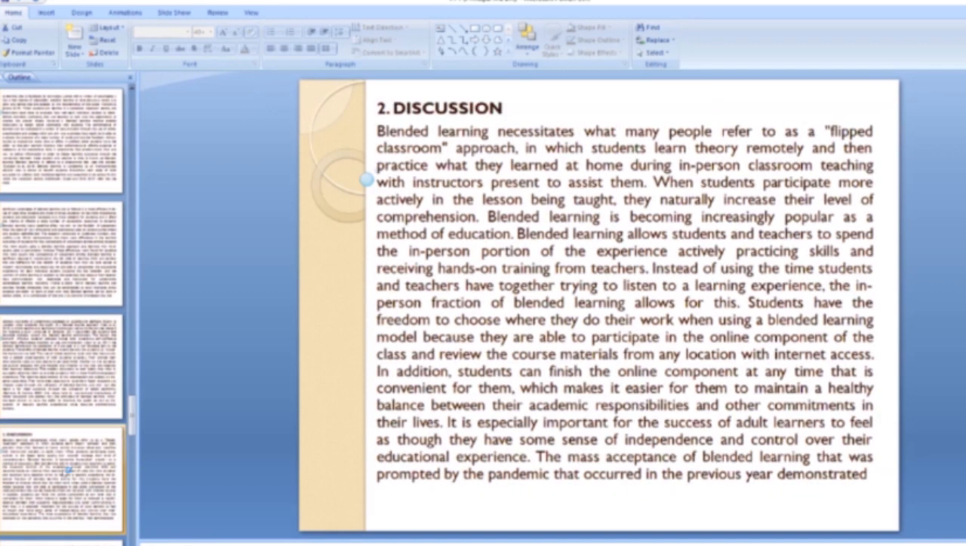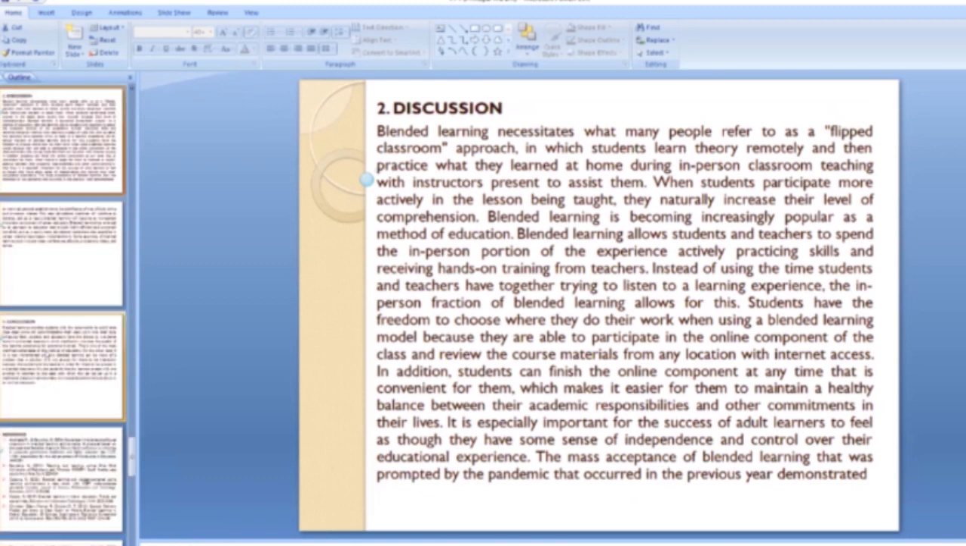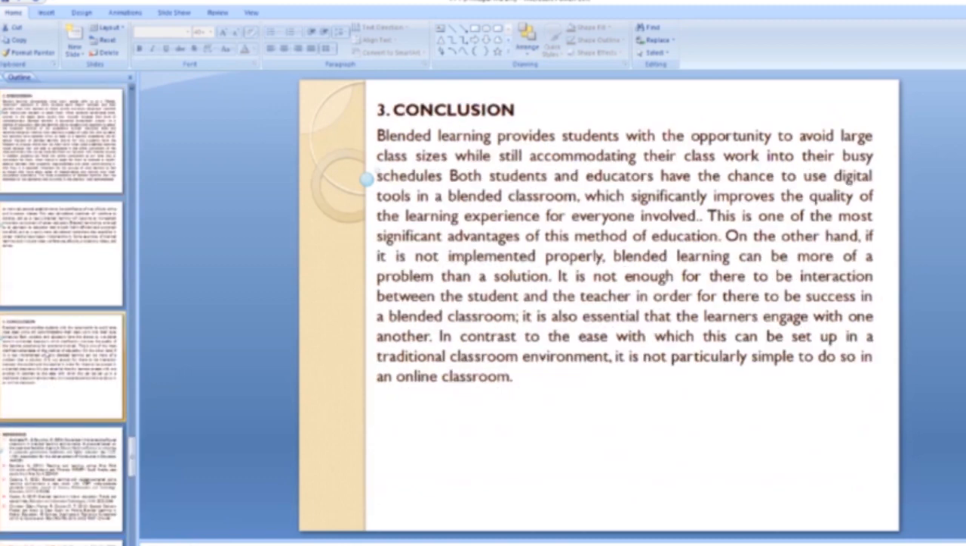These are some discussions that happen after the flipped classroom approach, in which students learn theory remotely and practice what they have learned at home during in-person classroom teaching with the instructor present to assist them. And the conclusion is that blended learning provides students with the opportunity to avoid large class sizes while accommodating their classwork into their busy schedule.